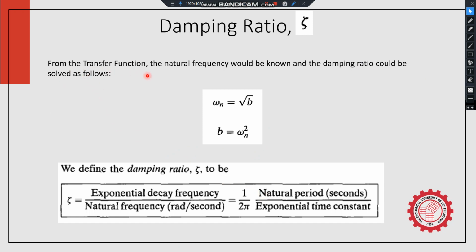From the transfer function, the natural frequency would be known and the damping ratio could be solved as follows. As I've mentioned earlier, the natural frequency will be equal to the square root of B. And from there, knowing the natural frequency, the damping ratio is defined to be equal to the exponential decay frequency over the natural frequency, or equal to 1 over 2 pi of the natural period over the exponential time constant.